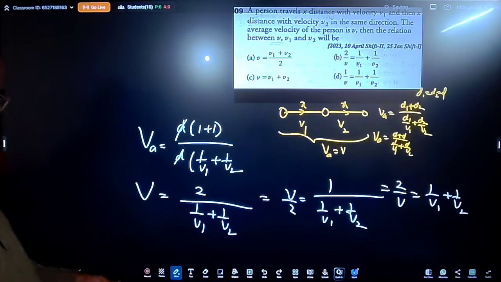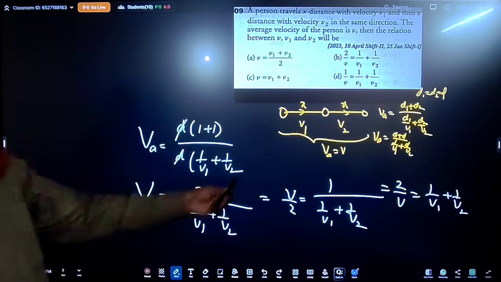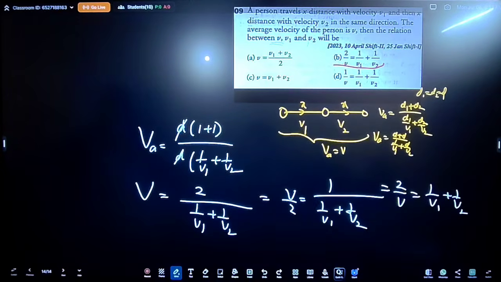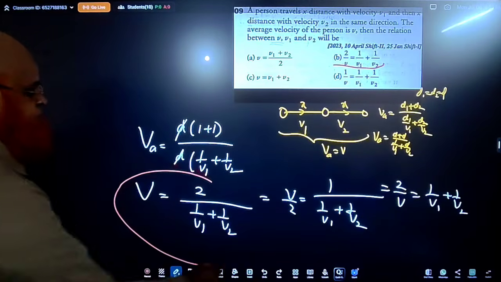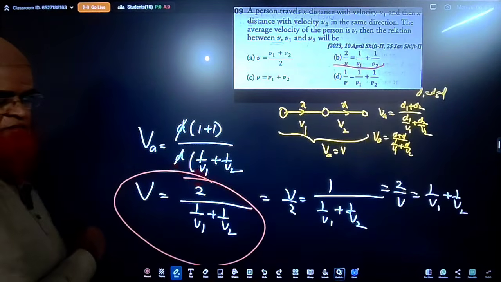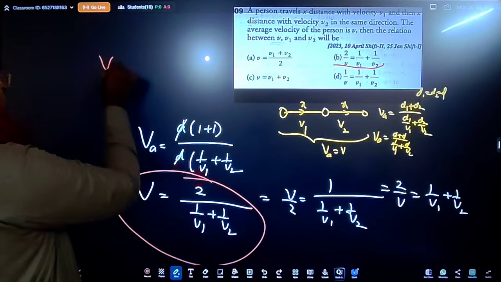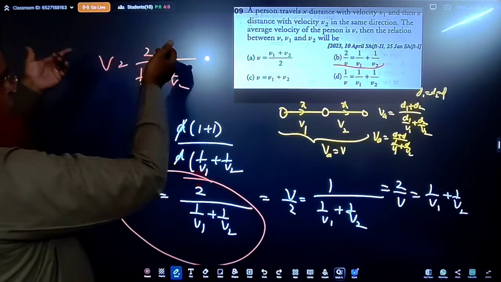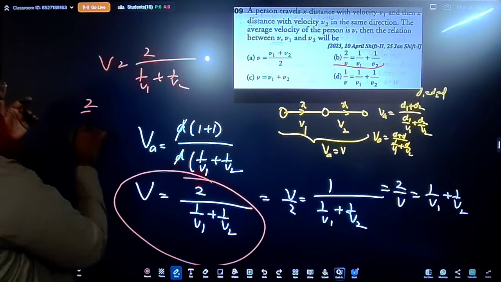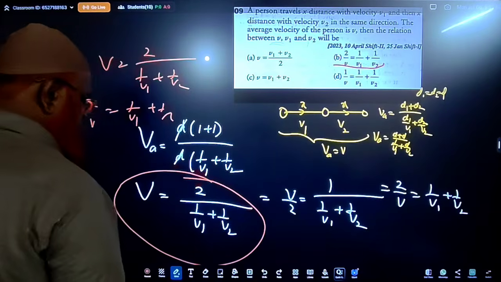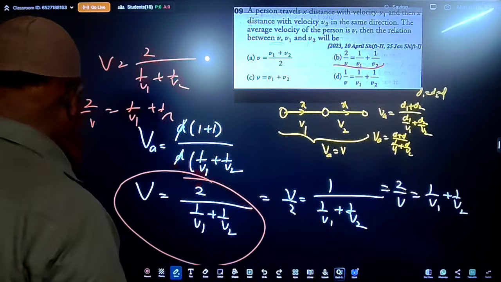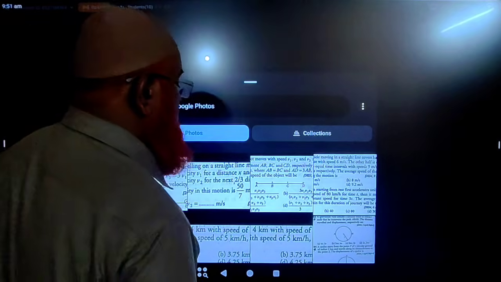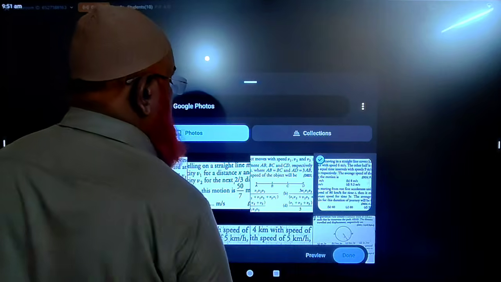So what is the correct option here? The correct option is B. Otherwise, you need not write all these steps; you can start from this step directly. V is equal to 2 by (1 by V1 plus 1 by V2). So directly make it reciprocal. This 2 comes to the numerator and 2 by V equals 1 by V1 plus 1 by V2. That's it. This is a previous year question asked in 2023. That is over. Now let's go for the next question.